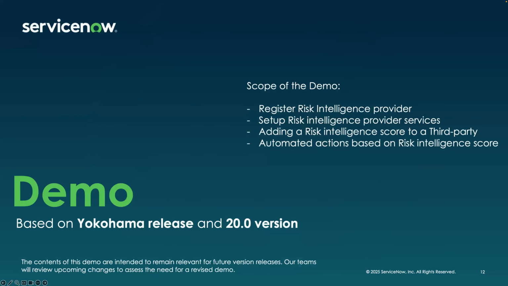All right, time for a quick demo. The scope for this demo will go through how you can register a risk intelligence provider, setting up the risk intelligence provider service, adding a risk intelligence score to a third party, and finally how you can automate actions based on the risk intelligence scores.